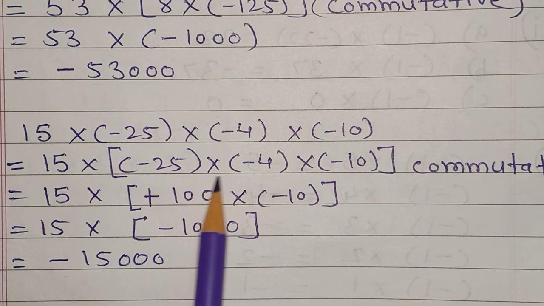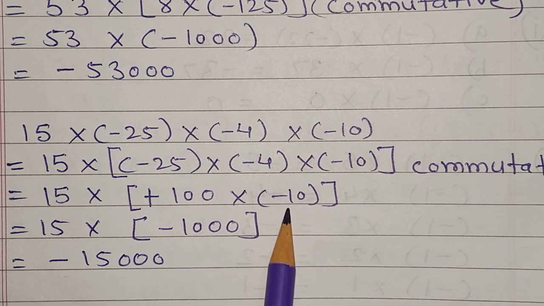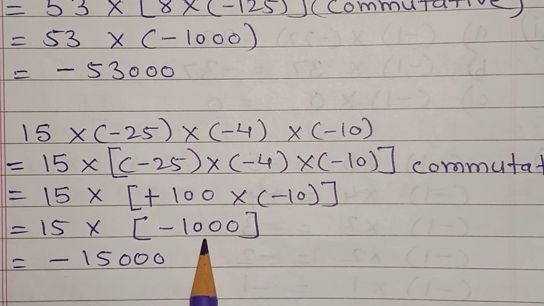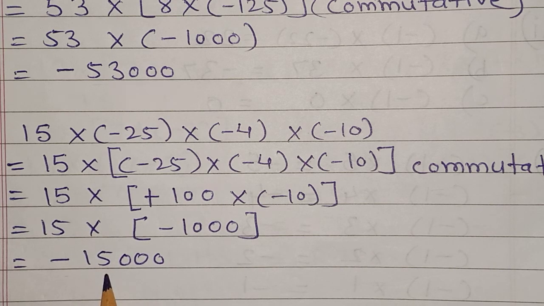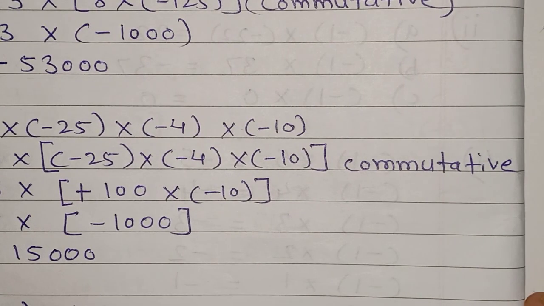So minus 25 into minus 4 gives the answer 100, into minus 10 as it is. 100 into minus 10 gives the answer minus 1000. So 15 multiplied by minus 1000 gives the answer minus 15,000. Here I have used the commutative property.